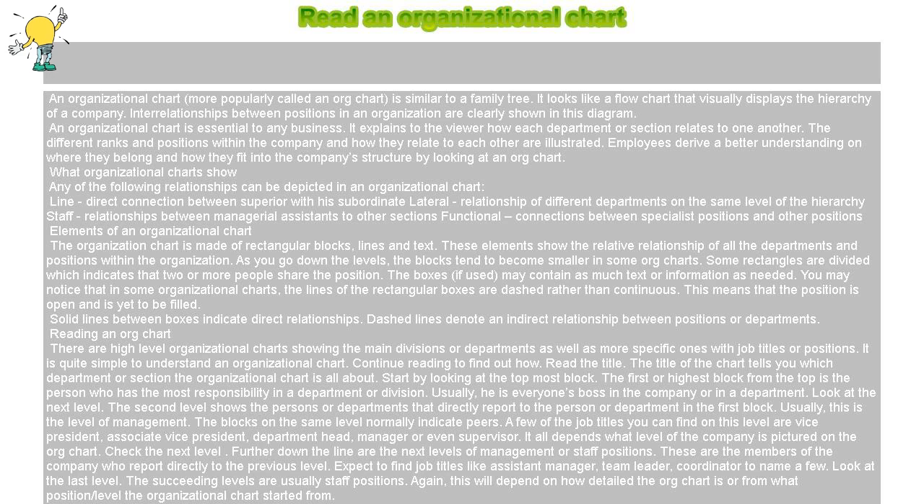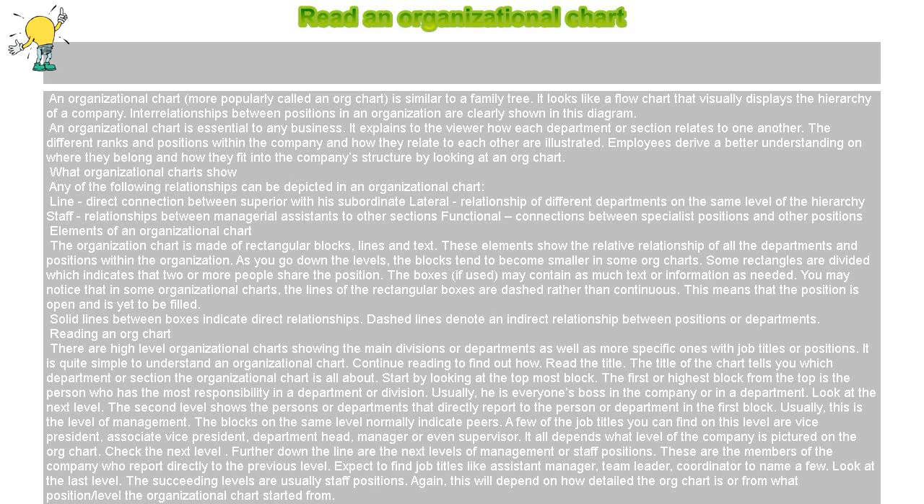The boxes, if used, may contain as much text or information as needed. You may notice that in some organizational charts, the lines of the rectangular boxes are dashed rather than continuous. This means that the position is open and is yet to be filled. Solid lines between boxes indicate direct relationships. Dashed lines denote an indirect relationship between positions or departments.